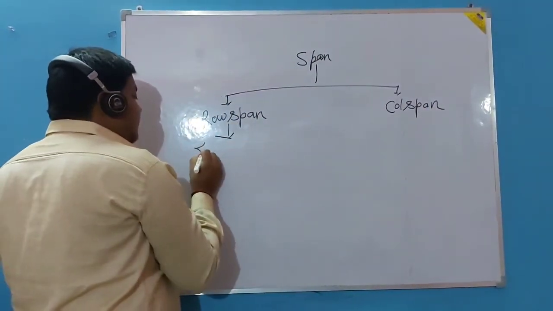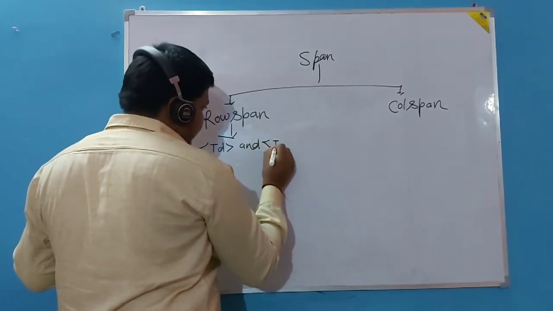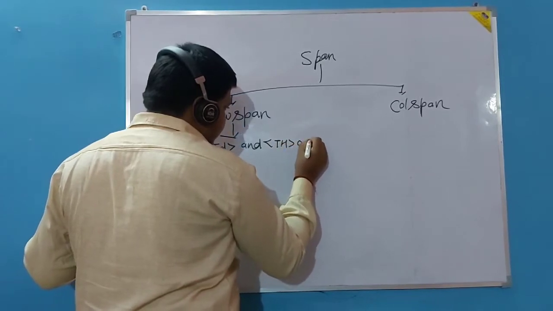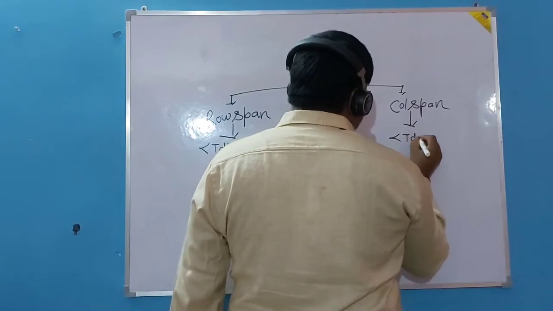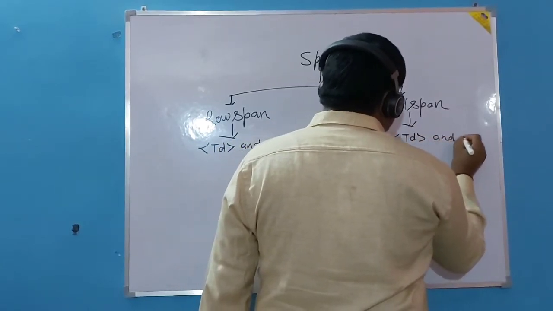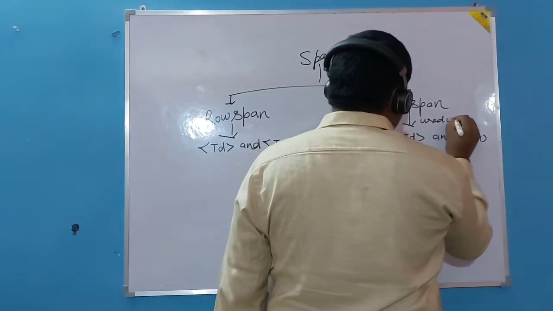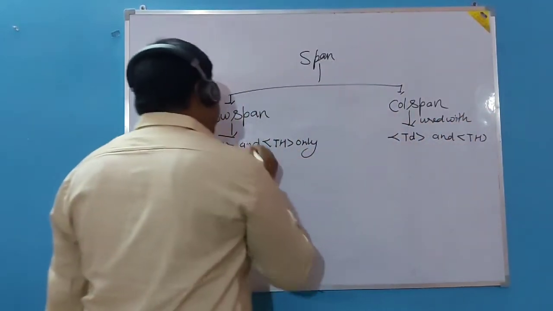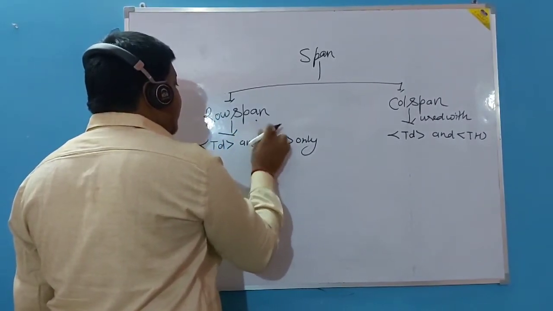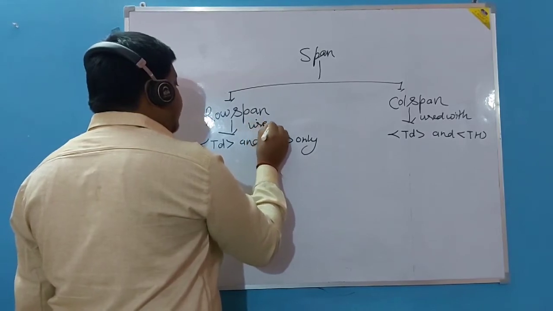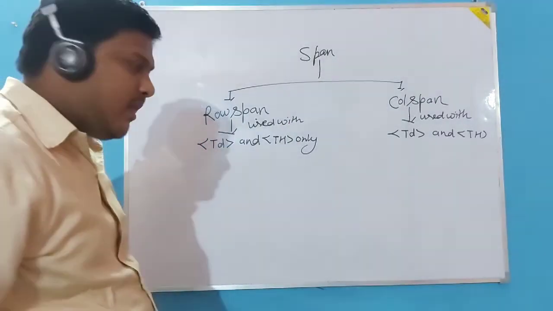It is used with a TD and TH only. This one is also used with the TD tag and TH tag. You can't use it with a TR and table. This is an attribute of TD and TH only. Clear?